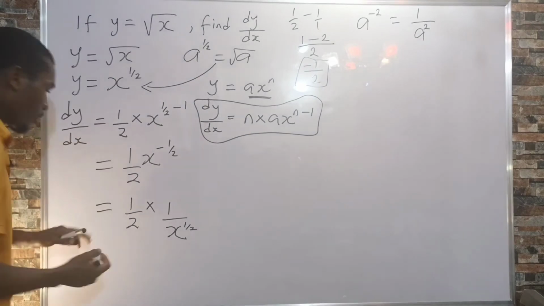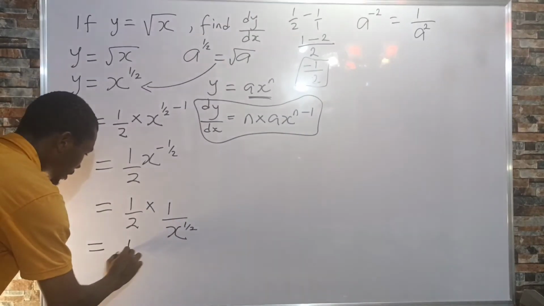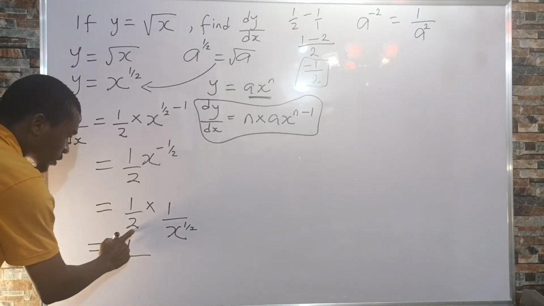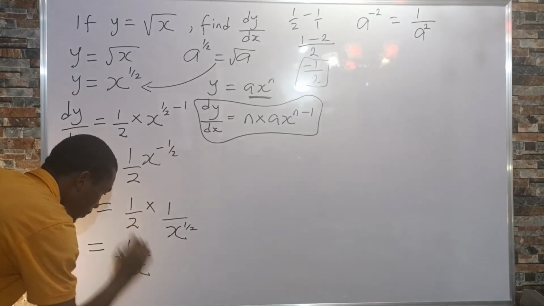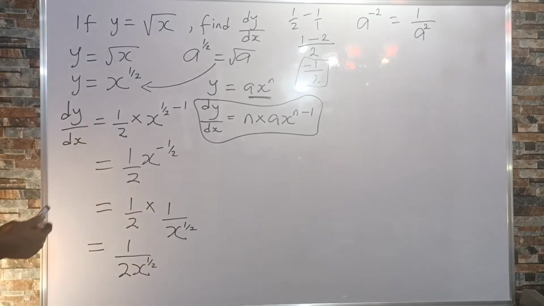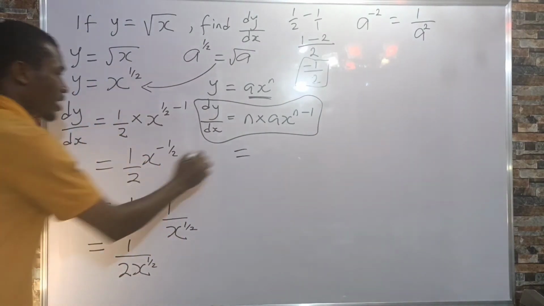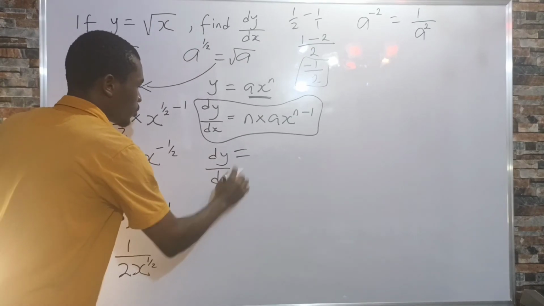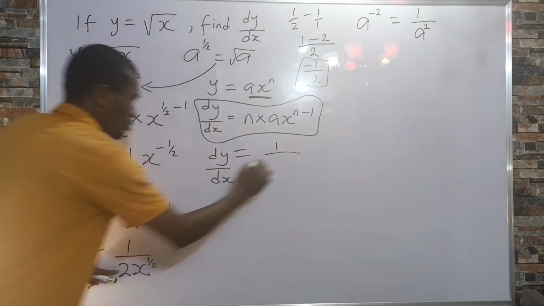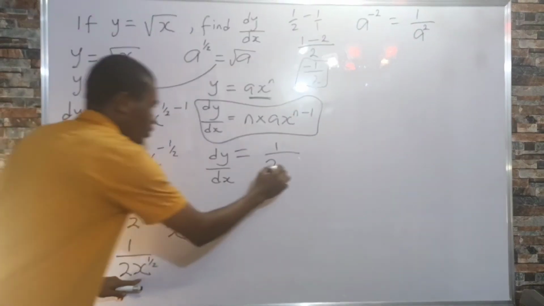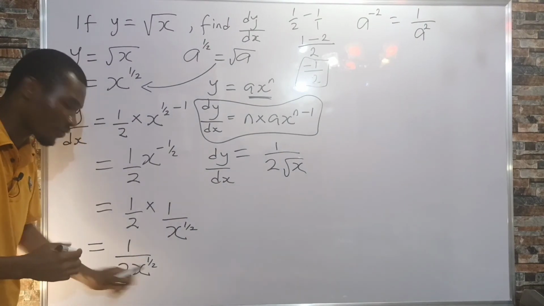Then solving further, we have that this is equal to 1 multiplied by 1 will give us 1, and that is all over 2 multiplied by x raised to the power of half, which gives us 2x raised to the power of half. We can still write this as dy/dx, which is equal to 1 over 2, then we can take the square root of x. Remember, this is 2 multiplied by x raised to the power of half.